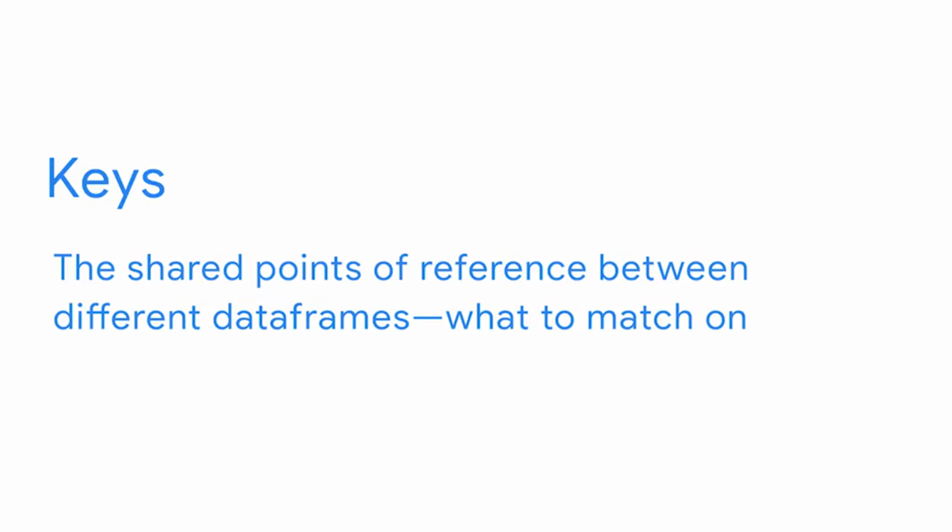First, let's conceptualize how data joins work. For two datasets to connect, they need to share a common point of reference. In other words, both datasets must have some aspect of them that is the same in each one. These are known as keys. Keys are the shared points of reference between different data frames, what to match on. In our case, the keys are the planets. Each data frame contains planets for us to match on.